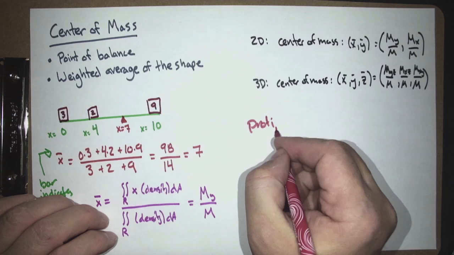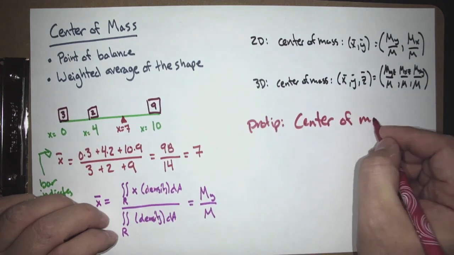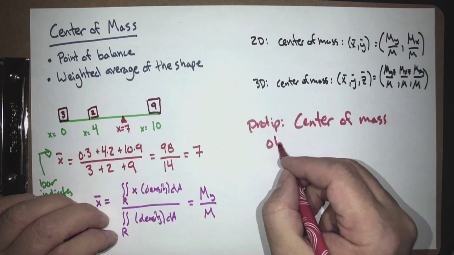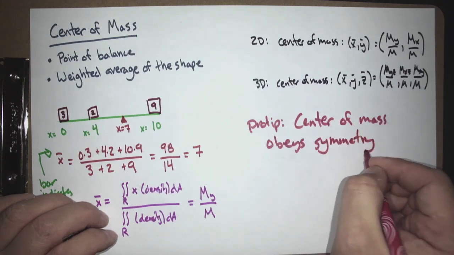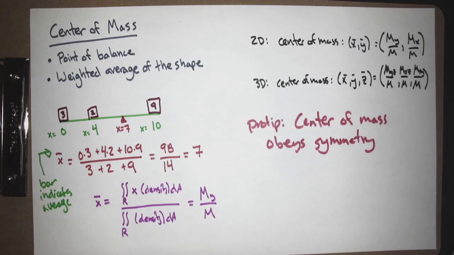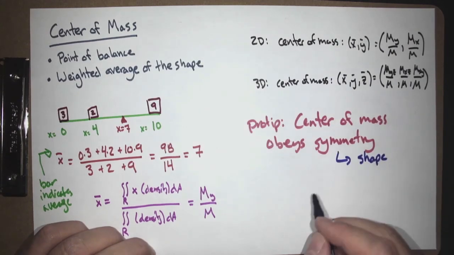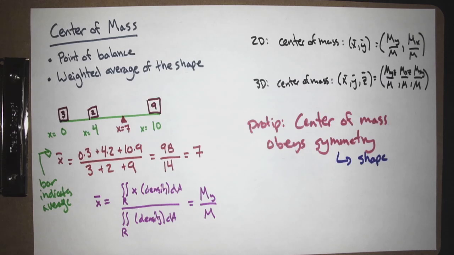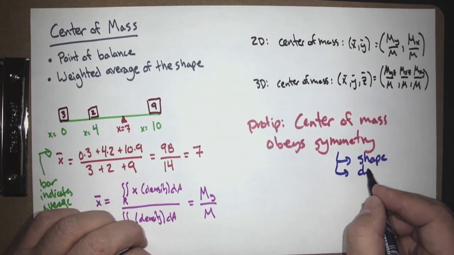Now, one last note here. Pro tip. Center of mass obeys symmetry. So, if you have symmetry, then you can narrow down where your center of mass is. Now, when we talk about symmetry, you have to be really careful. Symmetry means in terms of the shape, but is that sufficient? No, because you also have to look at the density.